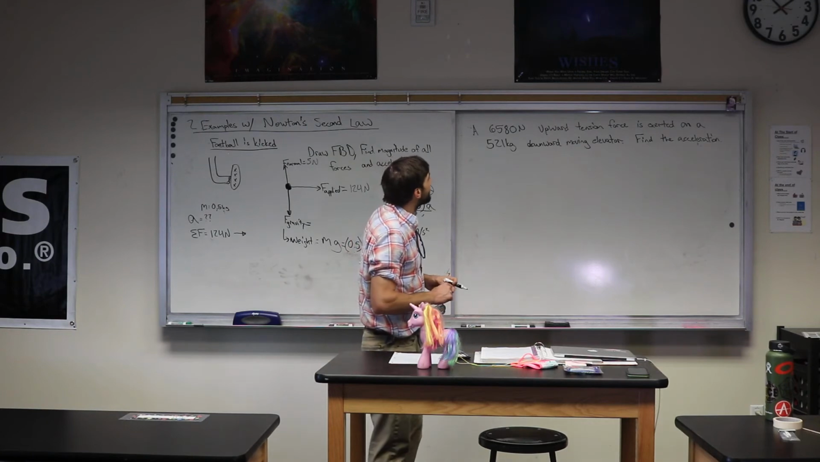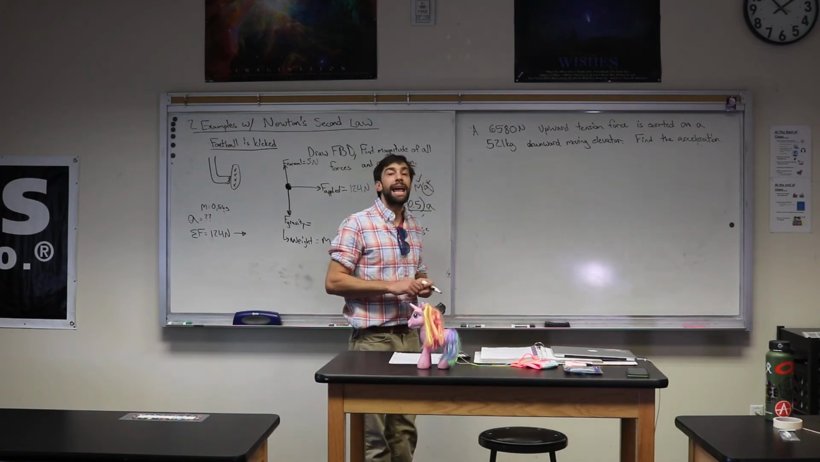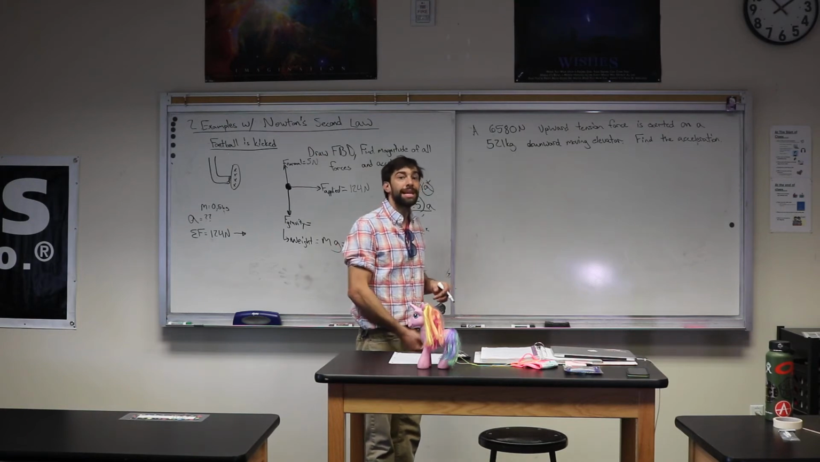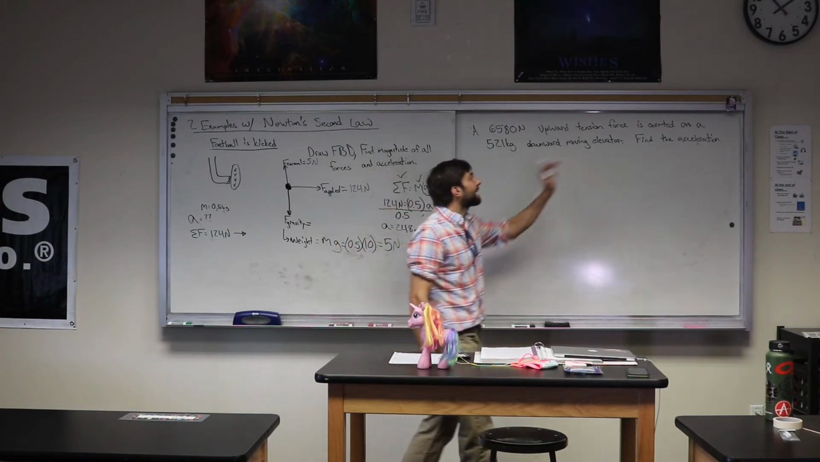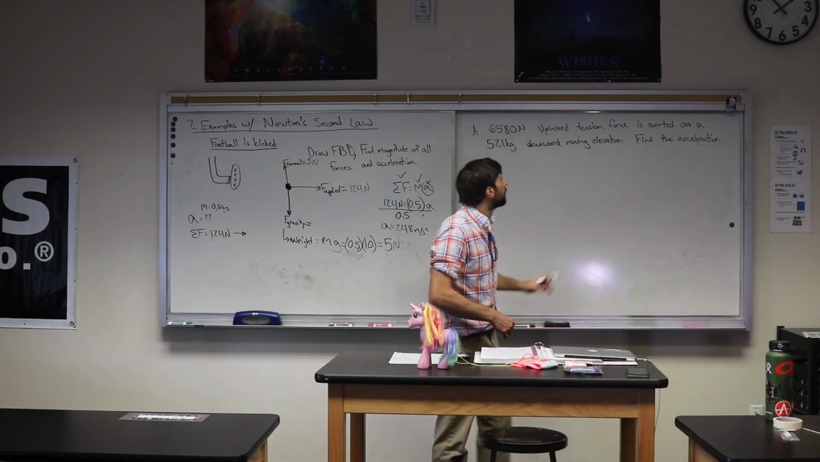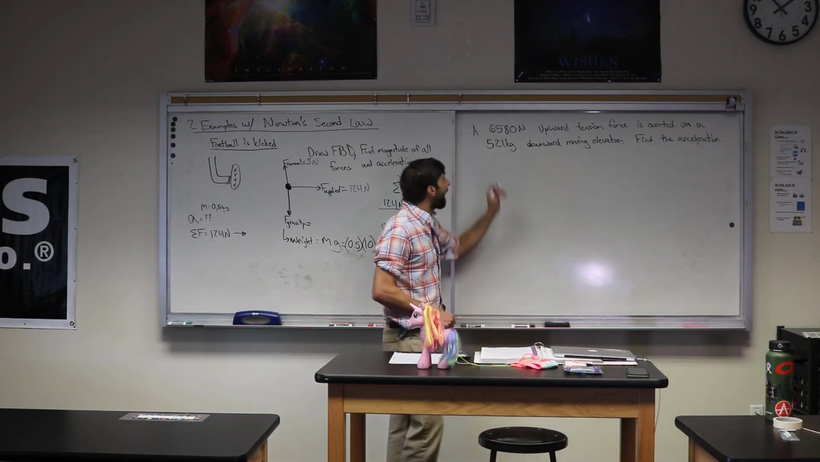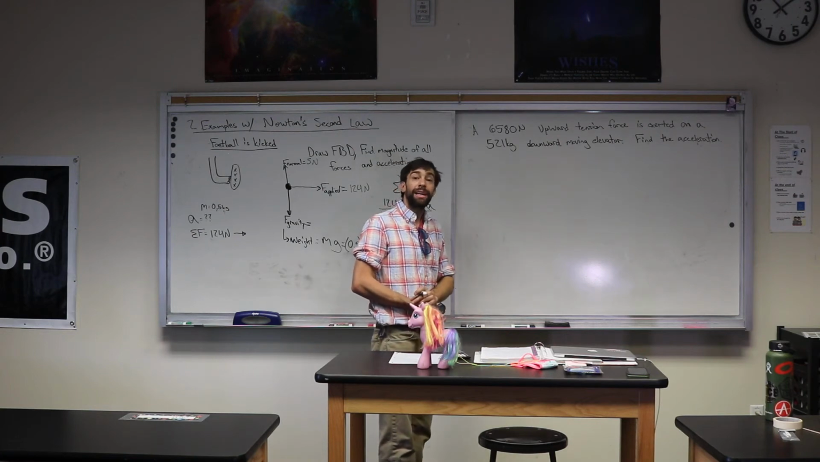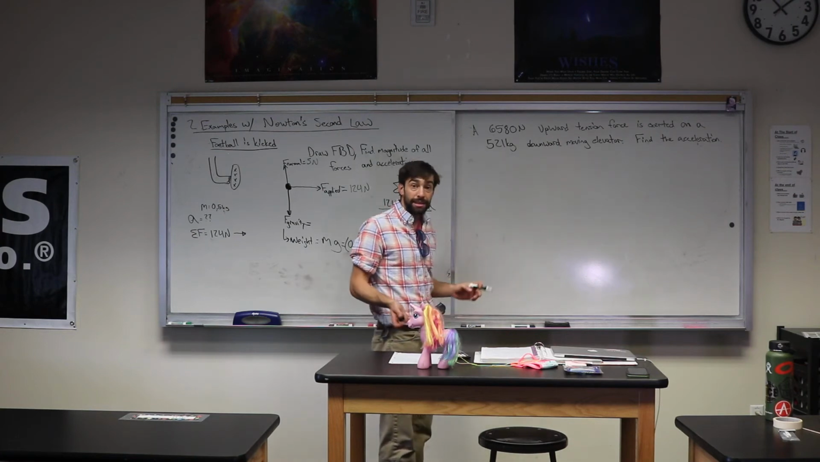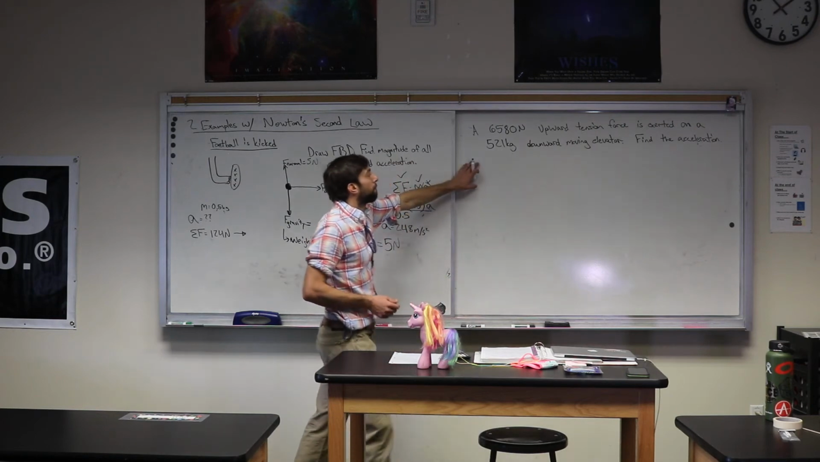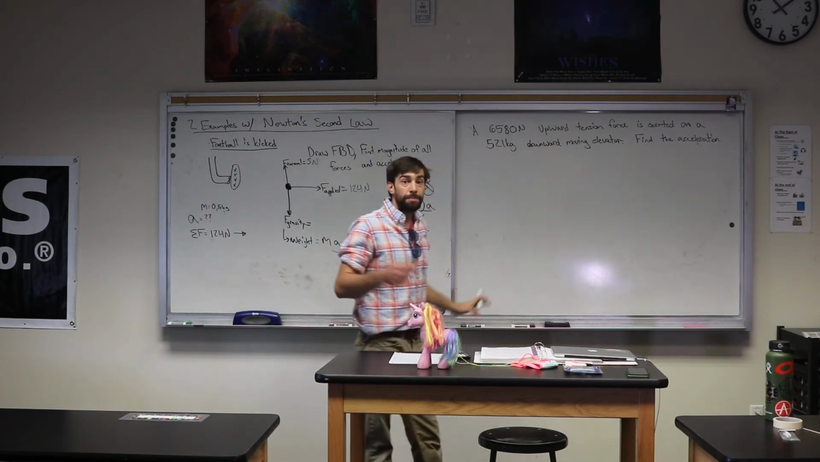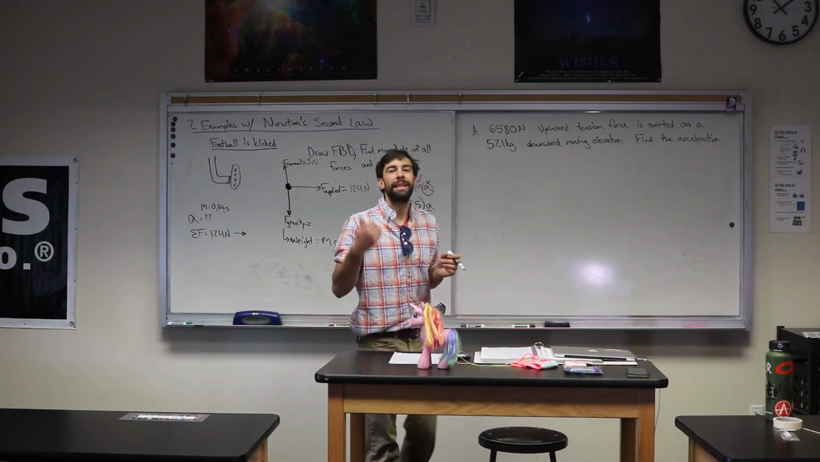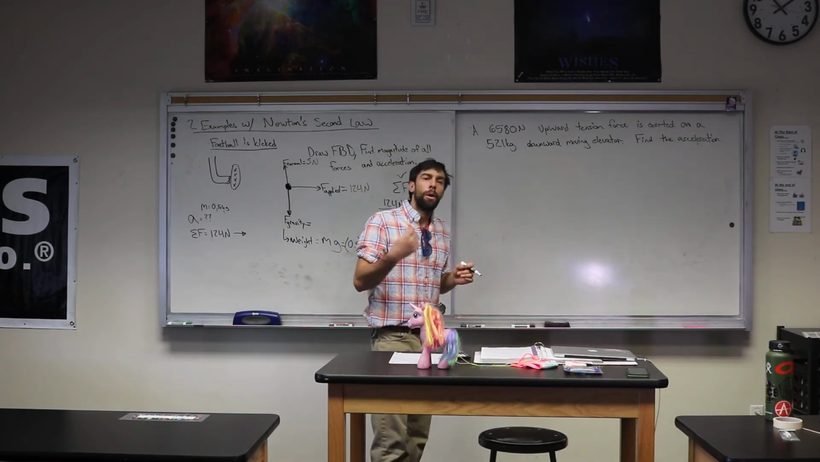It says a 6,580 newton upward tension force, so tension pointing upwards, is applied to a 521 kilogram downward moving elevator. Find the acceleration. Maybe I'll give you one of these types of word problems on a quiz or test, just showing me that you can think through all of the steps.